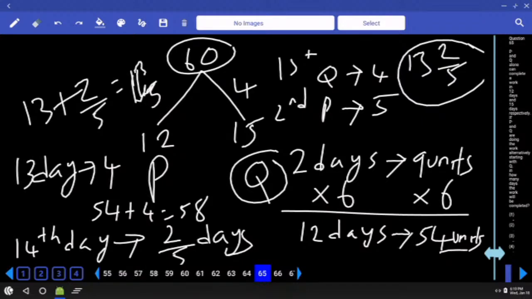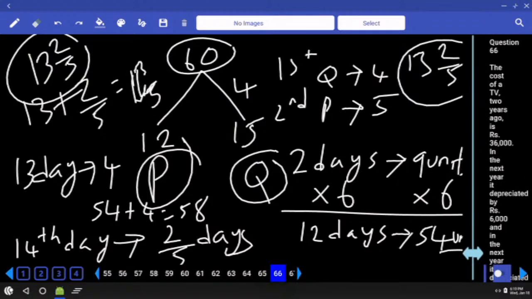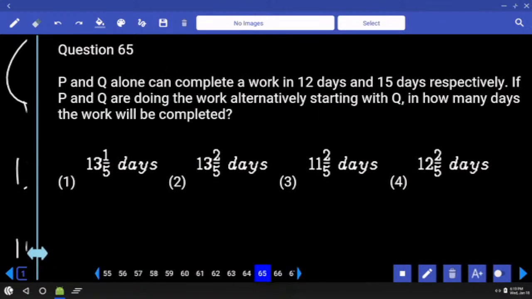On the 14th day, who will pick up the work again? P. P can complete 5 units of work in one day, but he needs to complete only 2 units. So he will finish the work within 2/5 of the day. So 13 plus 2 by 5 equals 13, 2 by 5. This is how to do it when the alternate concept comes. It becomes easy in chain rule, but if you go with the fractions method, it gets confusing. Right? Next question. The 65th answer is 13, 2 by 5.